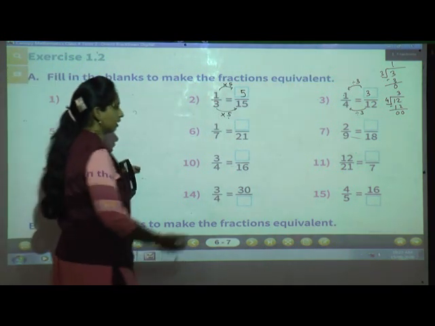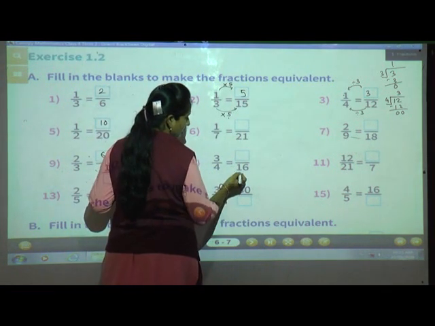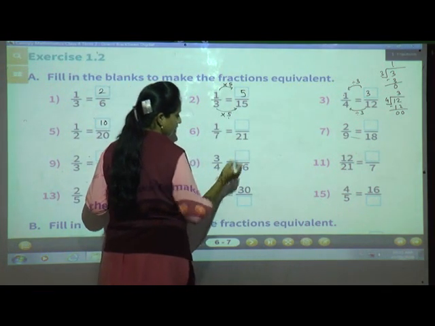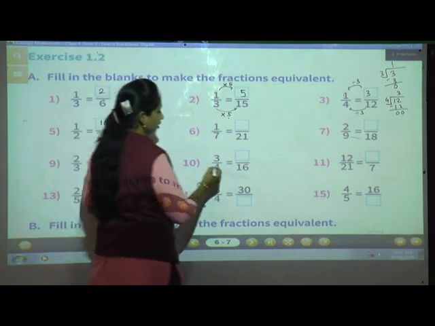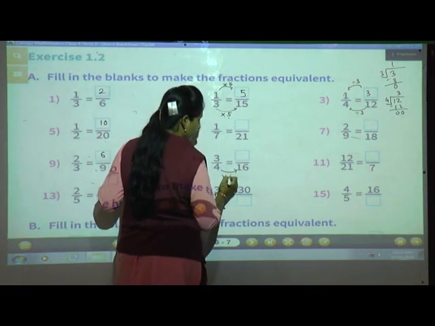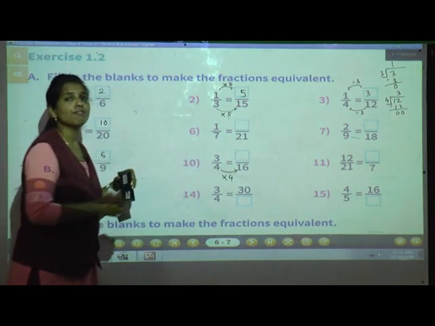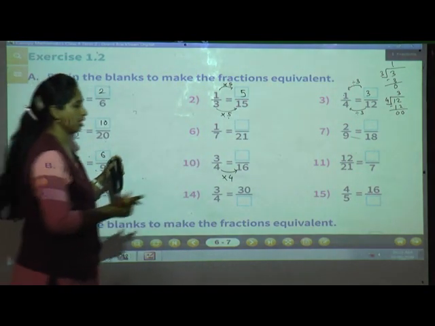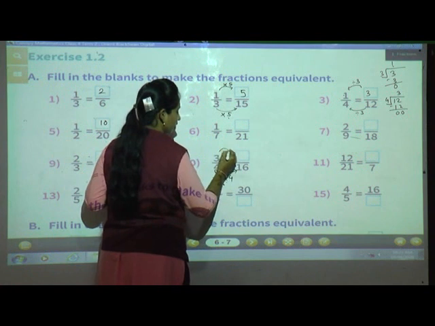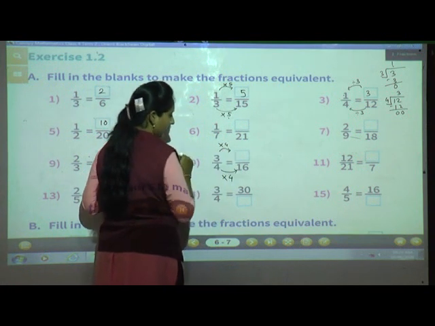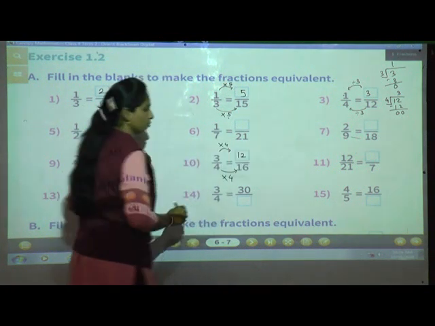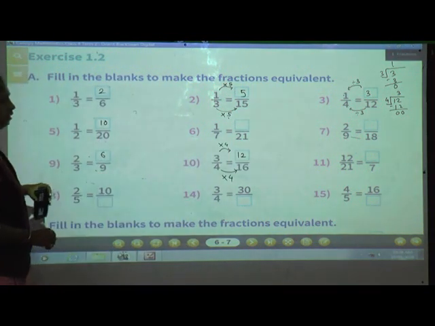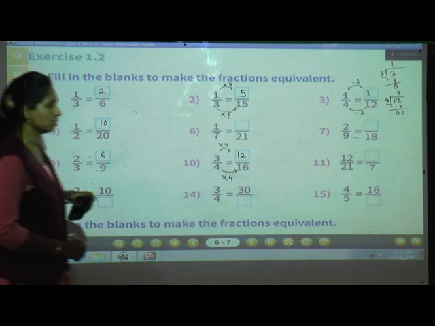The next, the 10th one, I will explain to you. Now see, I will go with multiplication here. 4 multiplied by 4, 4 4s are 16. So if we have taken 4 for the denominator, the numerator also we have to take 4. Now 3 4s are 12. Are you getting it? Yes. Now see the next one.